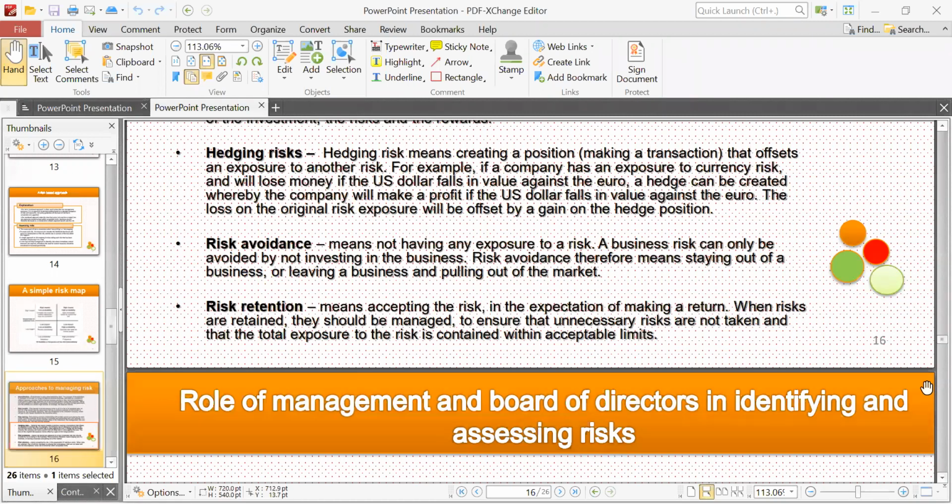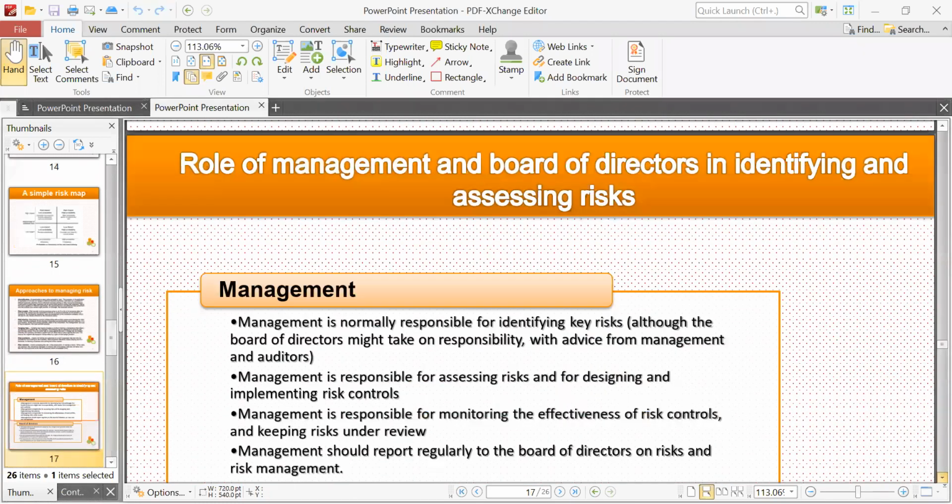Okay. Now let's move on to risk avoidance. Risk avoidance is avoiding the risk totally, not having any exposure to risk. So when you're doing risk avoidance, it means that if you look at a business and see that this business is risky, what you do is you avoid the business. Simple. You have risk retention, which means accepting the risk with the expectation of making a return.